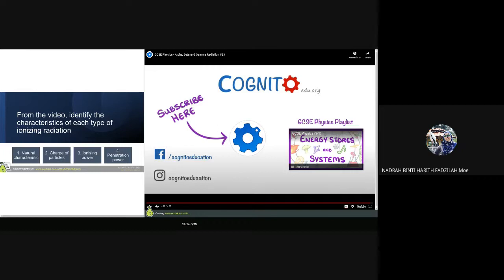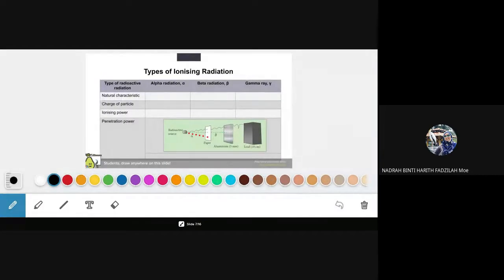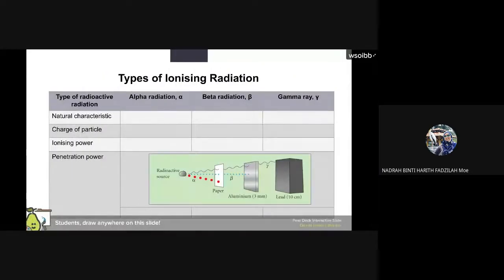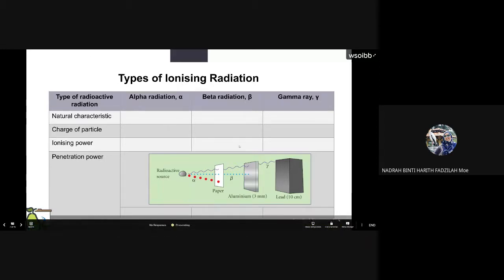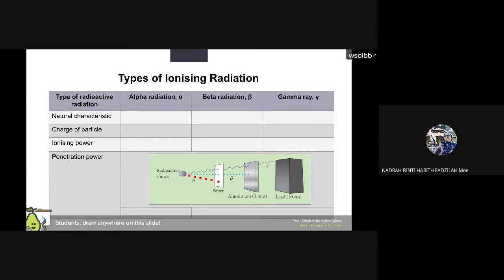Let's take a look at the table that discusses these characteristics. So based on what we have observed just now, can you complete this table? What are the natural characteristics of each radiation? What are the charges of each, the particles of each radiation? The ionizing power, tinggi ke, rendah ke, moderate ke, and also penetration power. Which one is the strongest? Which one is the weakest?